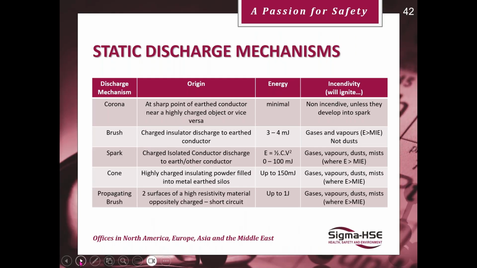Brush discharges: two surfaces of a high resistivity material oppositely charged, which end up with a short circuit. So you normally have a very thin insulating layer on a metal substrate, in other words, an electrolytic capacitor. They can have energies up to 1 joule, and they can ignite just about everything: gases, vapors, dust, mist, anything. And I've seen some horrendous damage done by people that haven't realized they've generated propagating brush discharges.